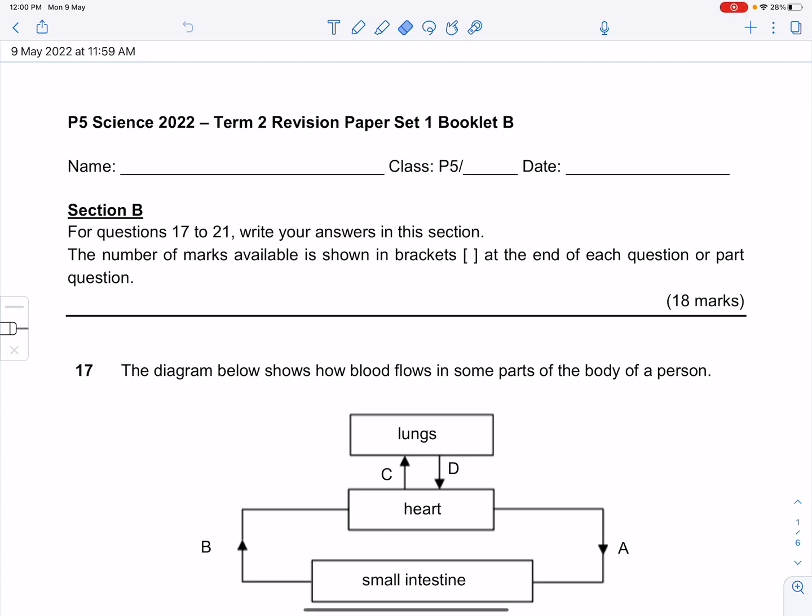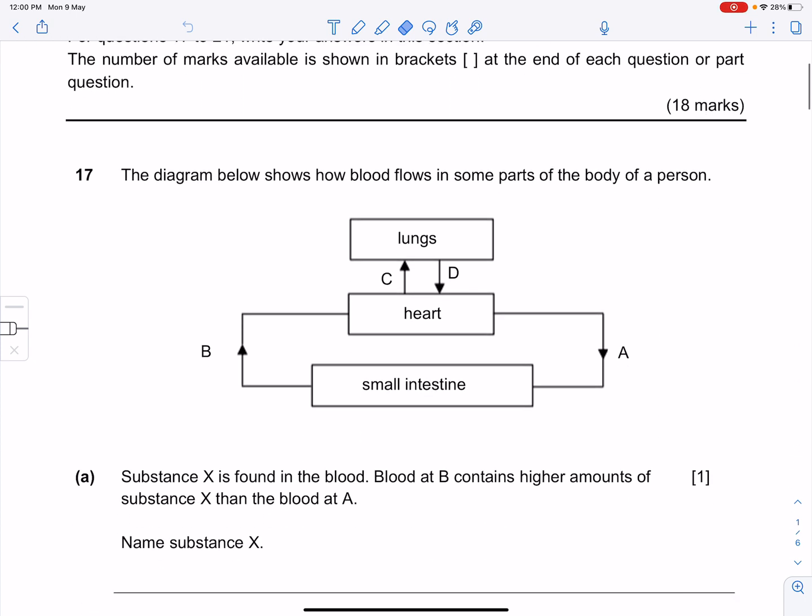So today we're going to look at your revision paper set 1 booklet B. Okay, now the first question is actually a very simple question. You should have read this question already. So in terms of circulatory system, they are testing you on whether you know the directional flow. So let's talk about that first. While I'm talking about it, I will also annotate some of the key ideas so that you can relate to the blood flow.